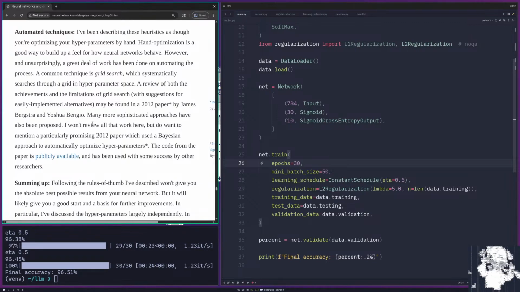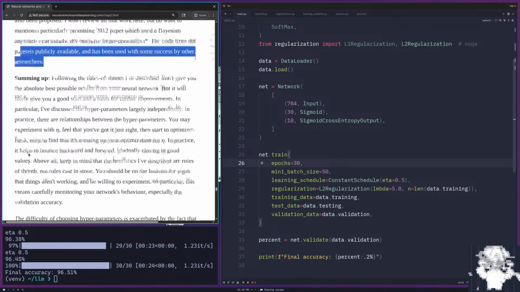Many more sophisticated approaches have also been proposed. I won't review all that work here, but do want to mention a particularly promising 2012 paper which used a Bayesian approach to automatically optimize hyperparameters. The code for the paper is publicly available and has been used with some success by other researchers.